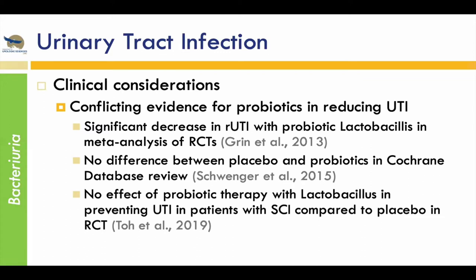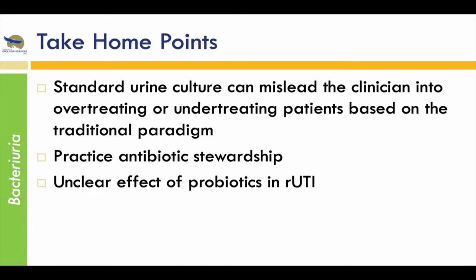So the take-home points from this: a standard urine culture misses a lot of growth of bacteria and can mislead someone into over- or under-treating patients based on the traditional paradigm we have. In the meantime, we should practice antibiotic stewardship and not prescribe antibiotics for asymptomatic bacteriuria, because everybody is bacteriuric, and we really don't know about the effect of probiotics in recurrent UTIs.